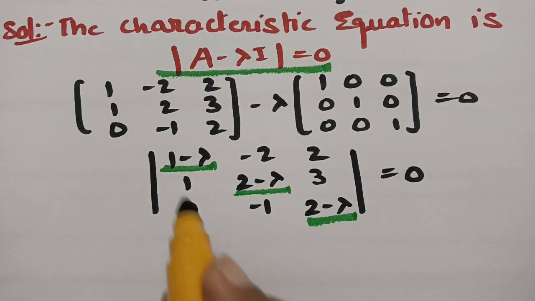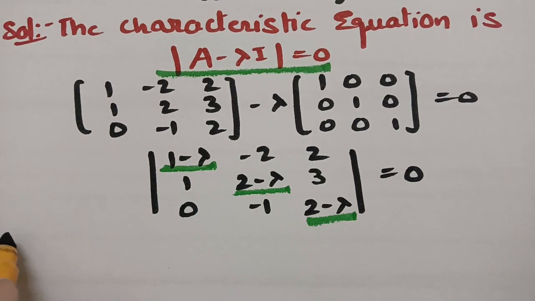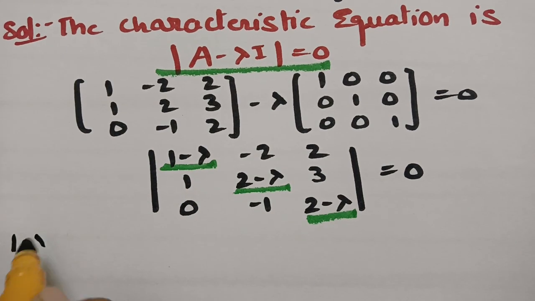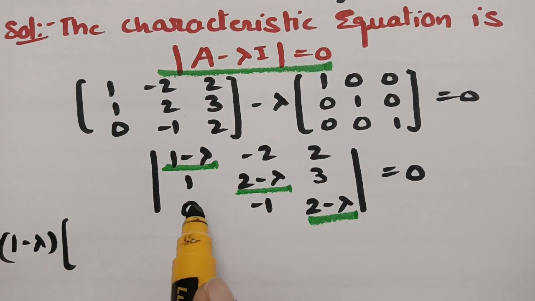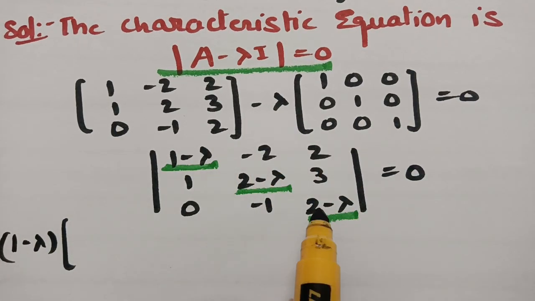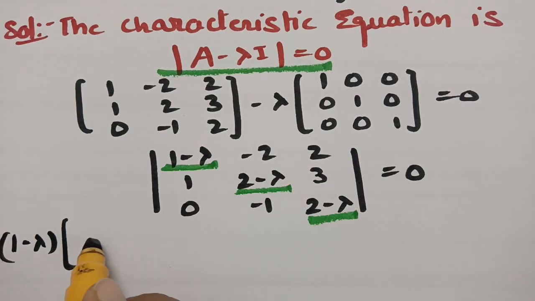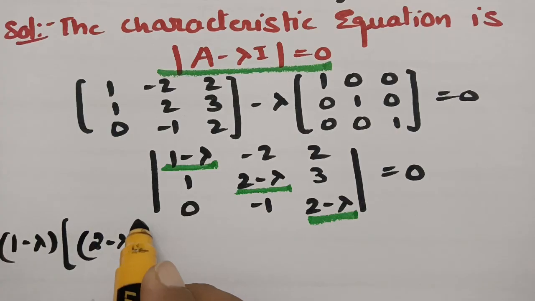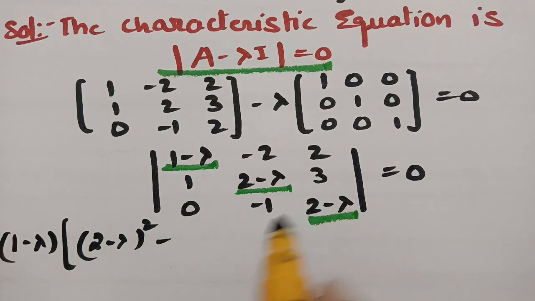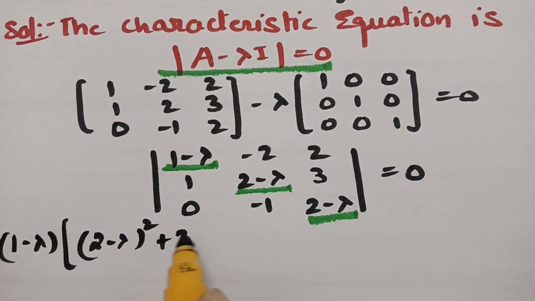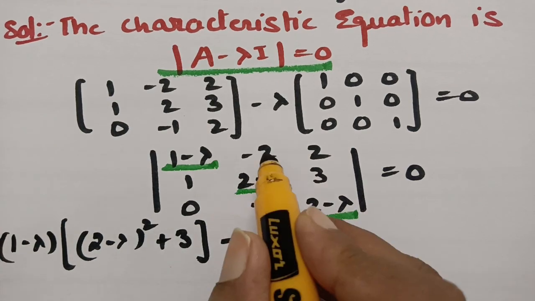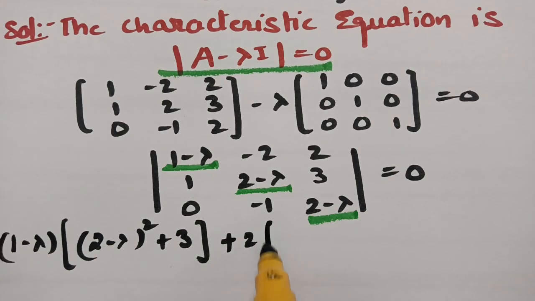So let's get started. First of all, I'm taking 1 minus lambda times the minor. We have to close this row as well as this column, and we have to make AD minus BC. The formula here is: this will be 2 minus lambda whole square minus, here this is minus 3, so this is going to become plus 3. Then from the middle, we have to take one minus sign, so this is minus of minus, plus 2 times of.